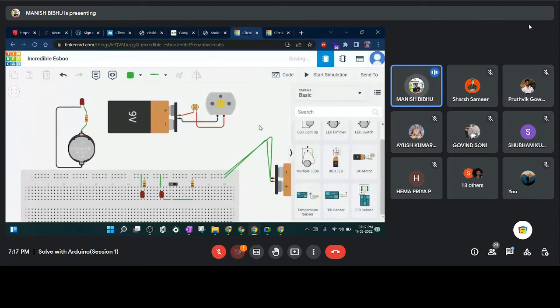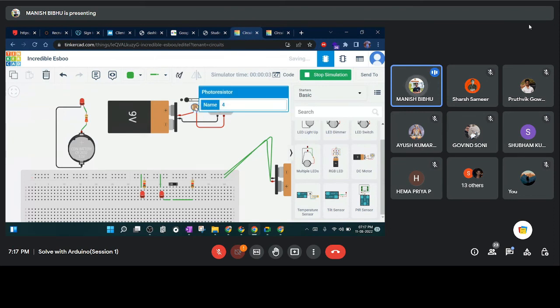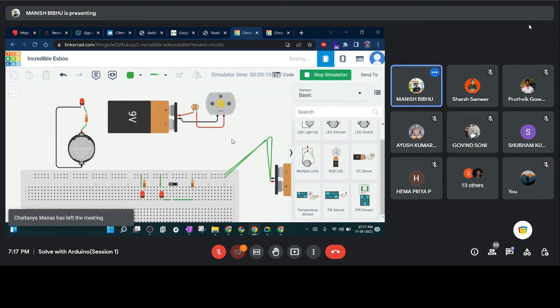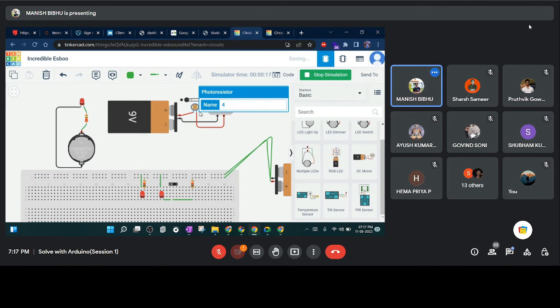Okay, the DC motor is operating with the LDR sensor, the light dependent sensor. When we provide light, it will operate. Basically, it has a high value of resistance, so that's why the motor is operating slowly.